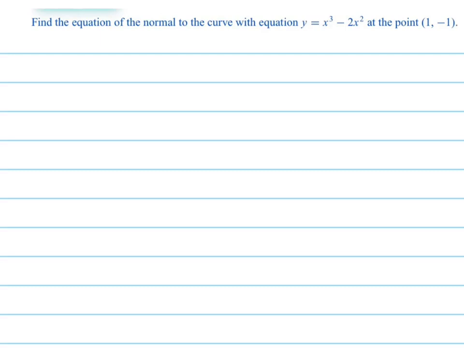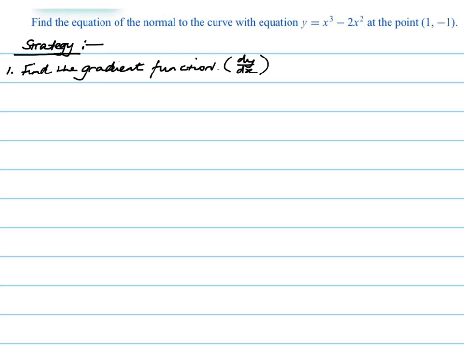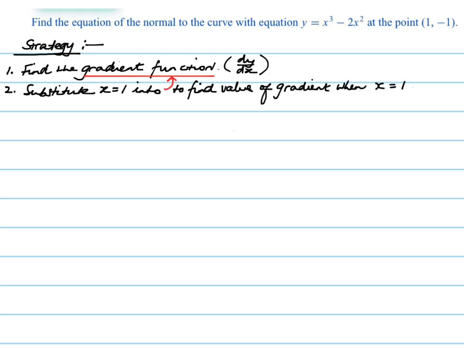So the procedure is pretty well similar, but let's just show you. Here's the strategy. 1. Find the gradient function as before, okay? That's dy dx. Now, 2. Substitute x is 1 into that gradient function to find the value of the gradient when x is 1. That was also the same as before.